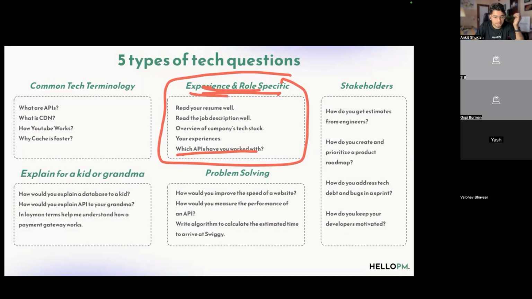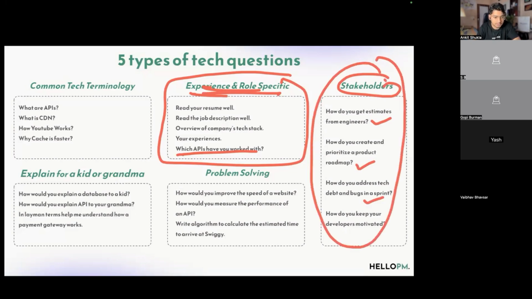Okay. The third kind of questions are stakeholders, which is how do you get estimates from engineers? How do you prioritize a product roadmap? How do you address tech sprints? For this, what you need to do is just remember the behavioral skills that I've told you, the behavioral resources, plus understand the product development life cycle well.